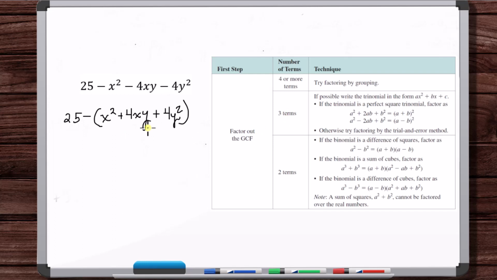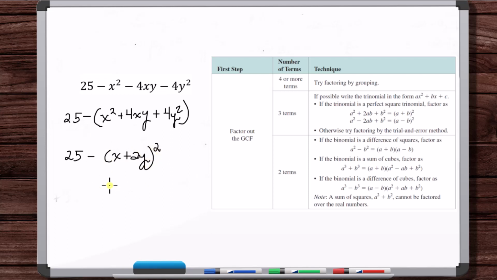First step, is this a perfect square trinomial? Okay, square root of x squared is x. Square root of 4y squared is 2y. 2 times 2y times x is 4xy. Yes, this is a perfect square trinomial. So with x and 2y, so x plus 2y squared. Right, this is a plus. 25 minus x plus 2y squared.